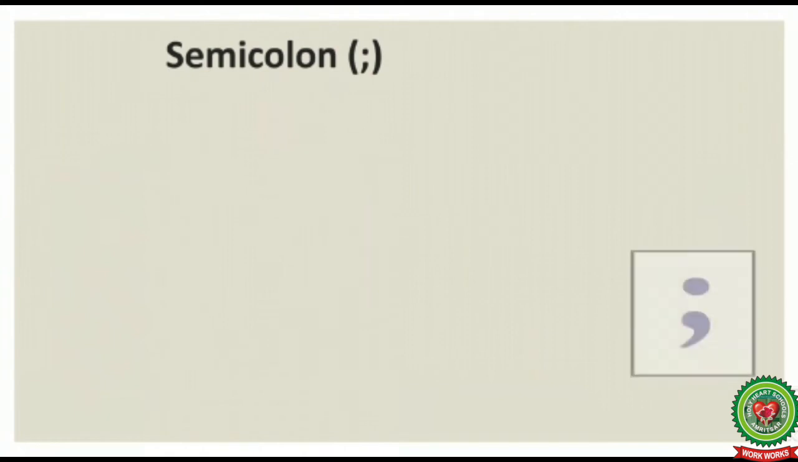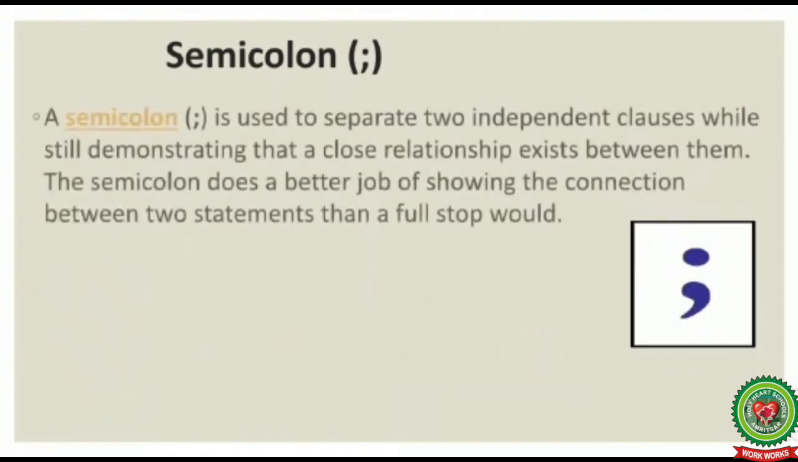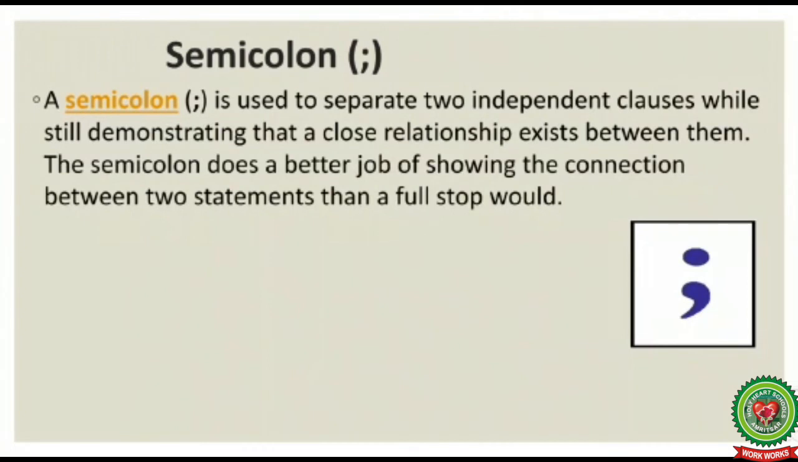Semicolon. A semicolon is used to separate two independent clauses while still demonstrating that a close relationship exists between them. The semicolon does a better job of showing the connection between two statements than a full stop would.